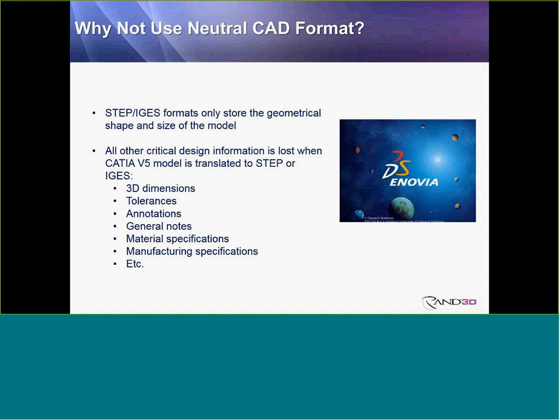That information includes 3D dimensions, tolerances, annotations, notes, material specifications, manufacturing specifications, and the list goes on and on. So if your OEM requires you to be able to view that information, perhaps your only solution is using DMU Viewer.